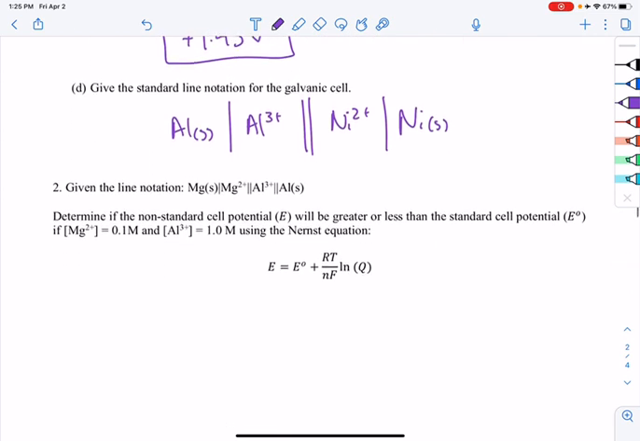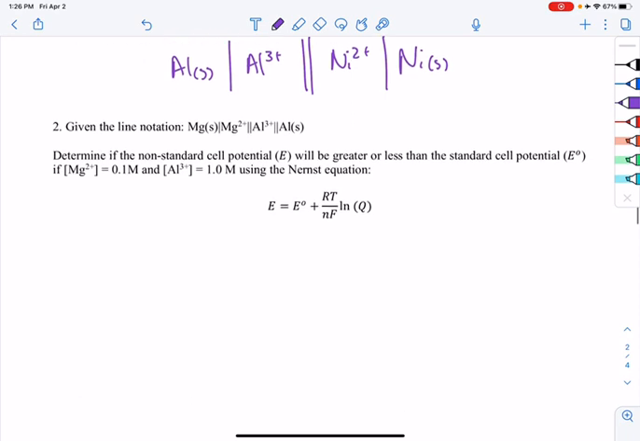Okay, number 2, given the line notation, determine if the non-standard cell potential will be greater or less than the standard cell potential if, right, the magnesium ion concentration is 0.1 and the aluminum ion concentration is 1. And here is the Nernst equation. So first of all, let's look at this. We know that the anode is here on the left and the cathode is here on the right. So this is oxidation. This is reduction.